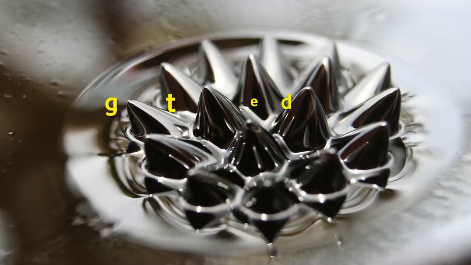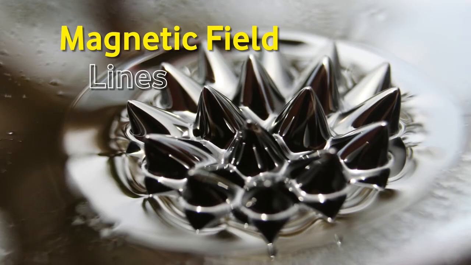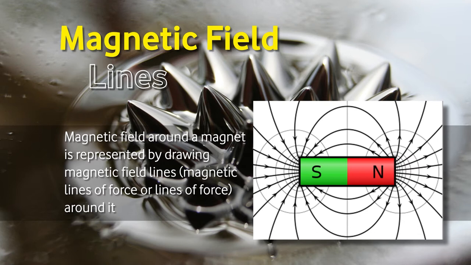If there is a magnetic field, then you need to introduce a very interesting concept called magnetic field lines, because the magnetic field around a magnet is represented by drawing magnetic field lines. These are basically the lines of force which can be drawn around a magnet, and these are imaginary lines. This concept of magnetic field lines was introduced by Faraday.